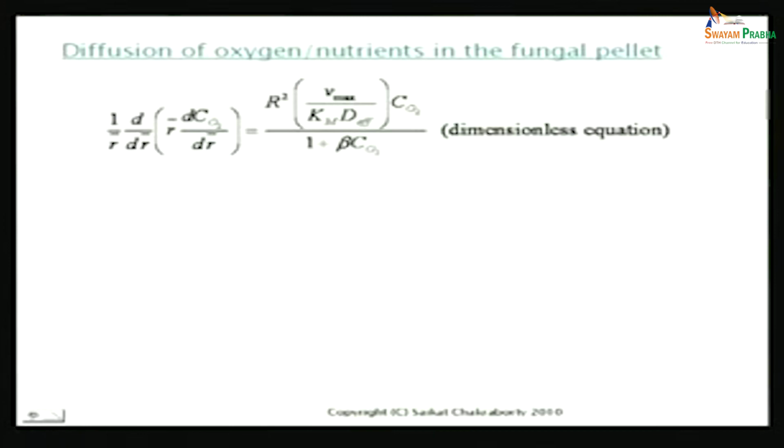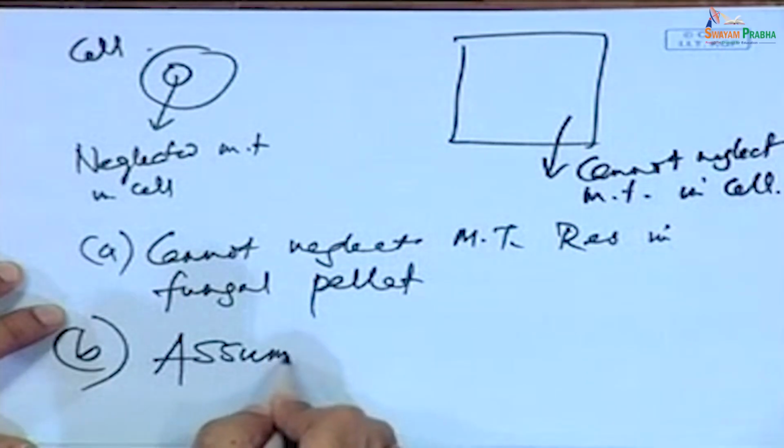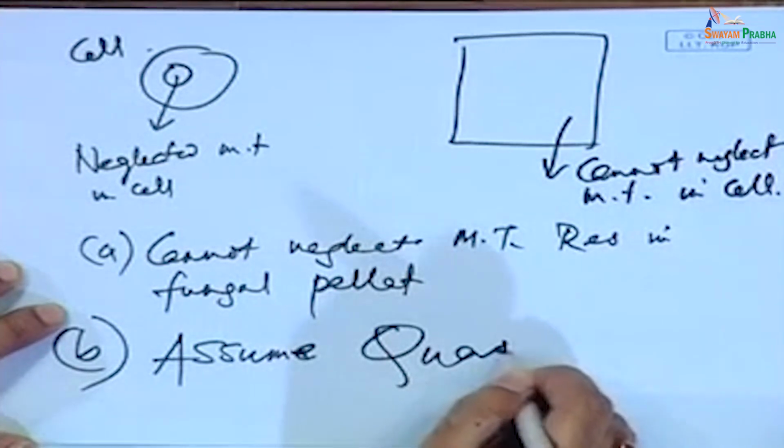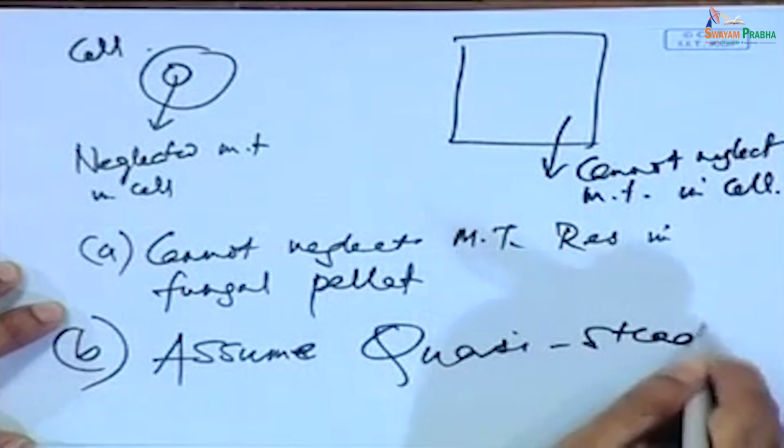Why do we assume steady state? We're running out of time today, but I'll just explain quickly why. What we do is, let me write it here. Assume, and this is a very important thing, and maybe I'll start tomorrow's class with this, quasi steady state.